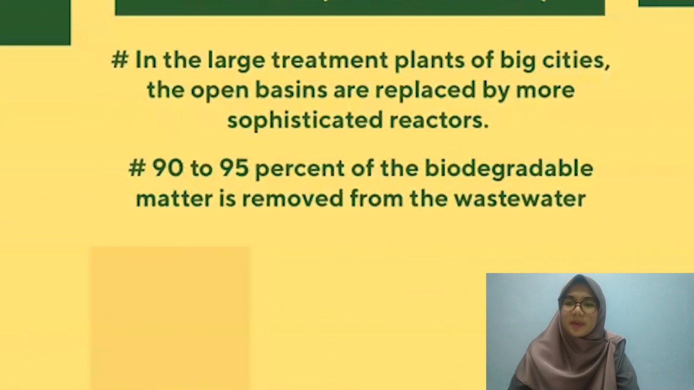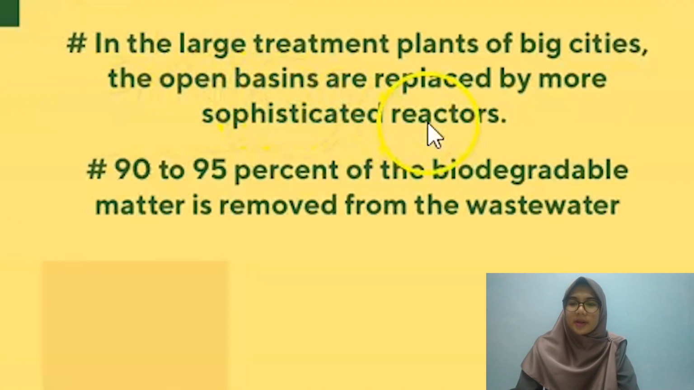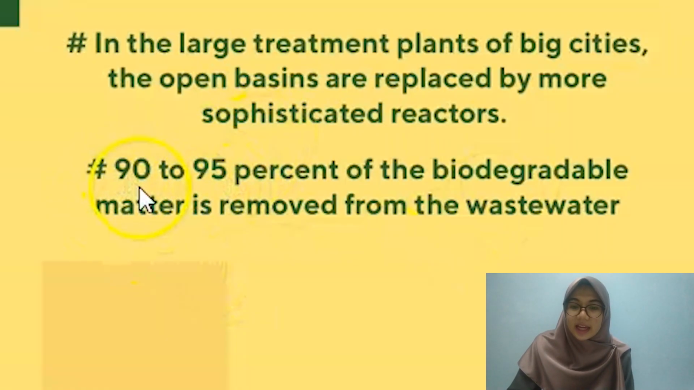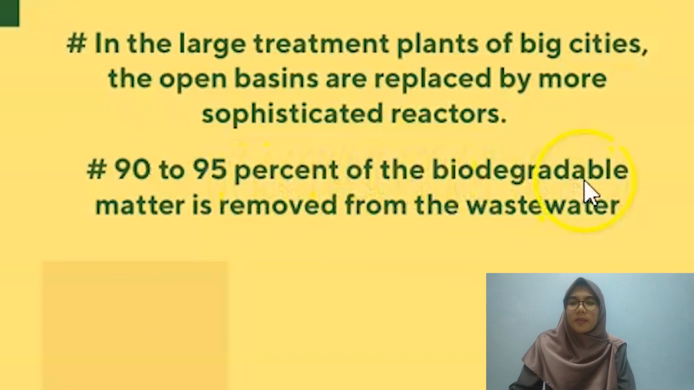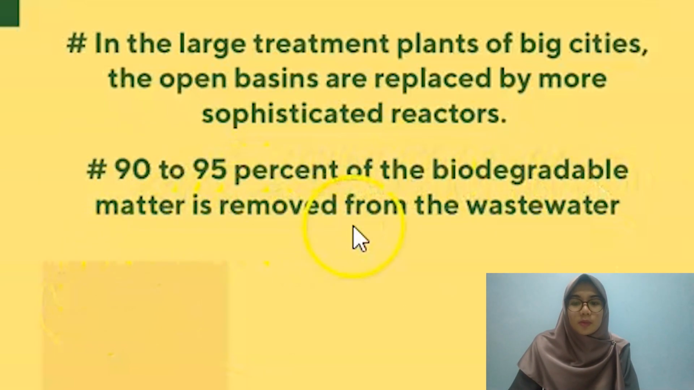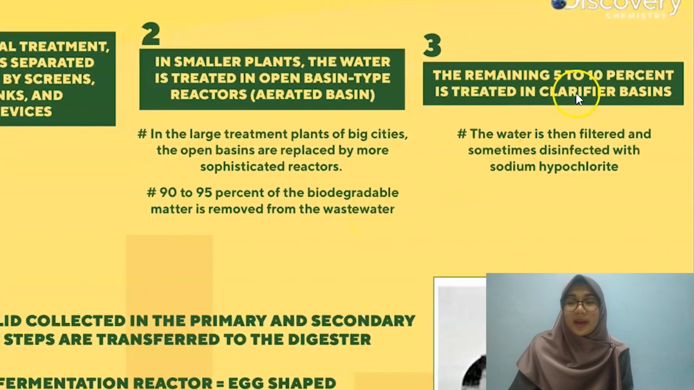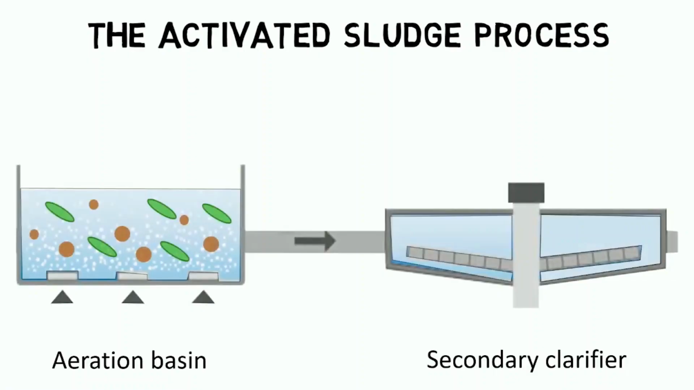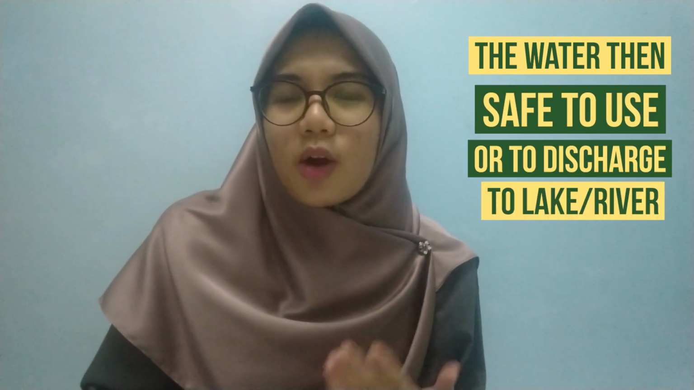In large treatment plants of big cities, the open basins are replaced by more sophisticated reactors such as column reactors. Up to this point, 90 to 95% of biodegradable matter is removed from the wastewater. The remaining 5 to 10% is treated in a clarifier basin, where the water is filtered and sometimes disinfected with sodium hypochlorite. The water is then safe to use or to discharge to a lake or river.